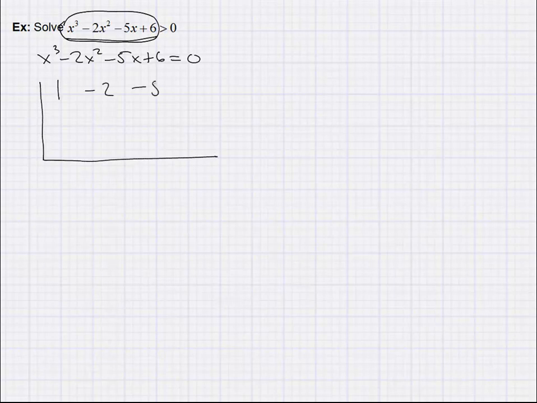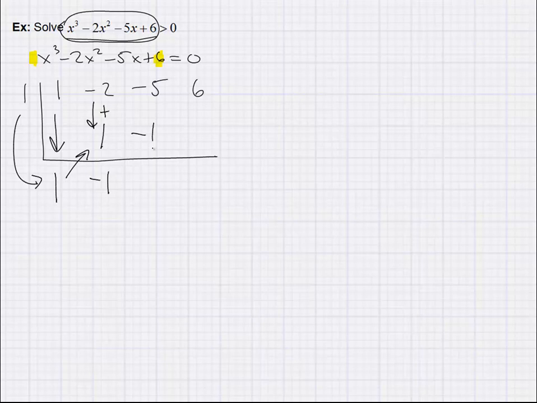1, negative 2, negative 5, 6. Put a 1 out here, see if that works. Put a 2, see if that works. Remember, take factors of your constant divided by factors of your leading coefficient. 1, 2, 3, 6. That's factors of 6 divided by 1, so I get 1, 2, 3, and 6. And I can use positives and negatives. So I bring this first 1 down here, multiply, put it here, negative 1, add straight down, keep going, negative 1, negative 6, negative 6, 0, got one that works.